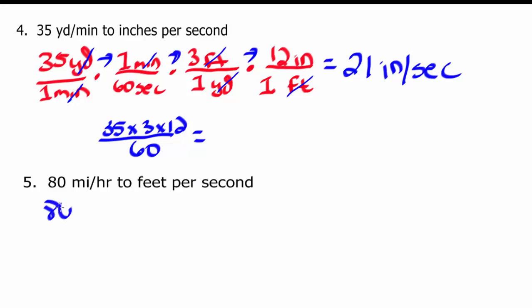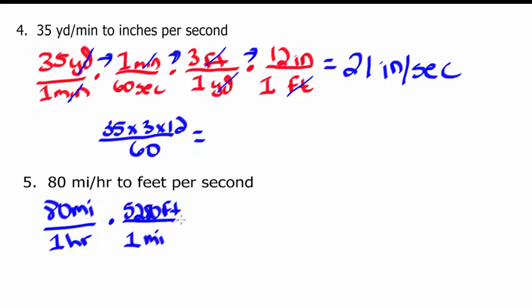So 80 miles in 1 hour. And we're trying to get to feet. Again, it doesn't matter if you start with the miles or the hours. So we're going from miles to feet. So there's 5,280 feet in 1 mile. Okay, so we're where we need to be there with the feet. And then hours to seconds.